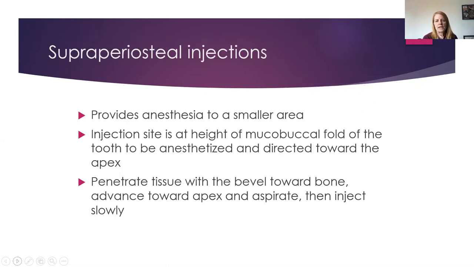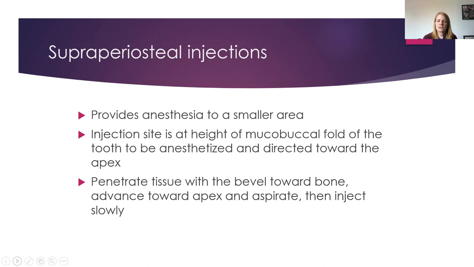With the superperiosteal injection, you're providing anesthesia to a smaller area. So it's the injection site. This is for maxillary injections. It's at the height of the mucobuccal fold of the tooth to be anesthetized, and it's directed towards the apex of that tooth. You're going to penetrate the tissue with the bevel towards bone. You're going to advance towards the apex 3 to 5 millimeters in most of these areas, and then aspirate. You're going to inject slowly.